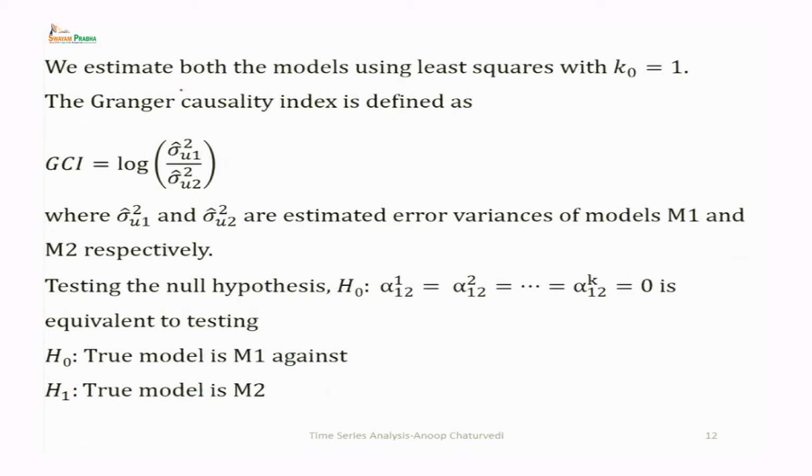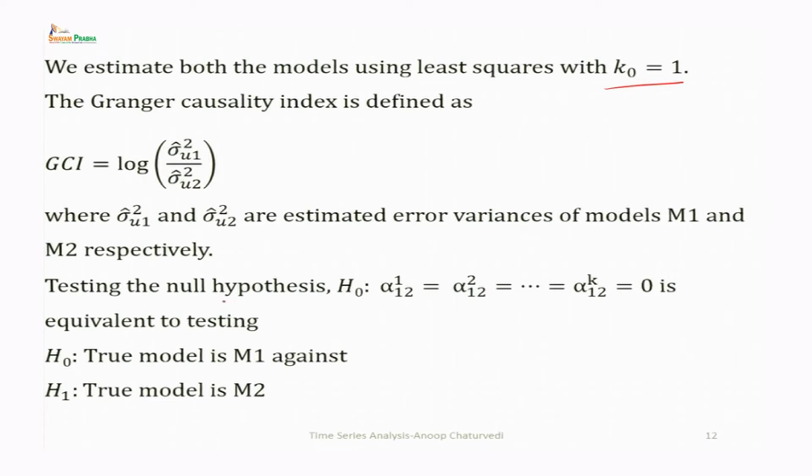Then before that, we estimate both the models using least squares with k naught equal to 1. Usually, we take k naught equal to 1. Then the Granger causality index is defined as GCI equal to log of sigma hat squared u1 divided by sigma hat squared u2, where sigma hat squared u1 is the estimated error variance for model 1, and sigma hat squared u2 is the estimated error variance for model 2.